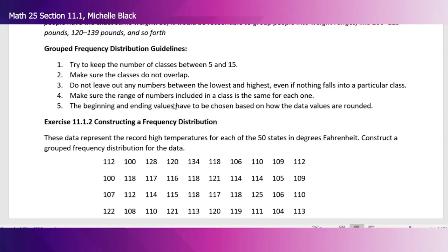The fourth thing is you need to make sure the range of numbers included in a class is the same for each of them. You want the same number of weights in your first class as you have in your second class, and so on. And the last thing, the beginning and ending values have to be chosen based on how the data values are rounded. So let's look at exercise 2.